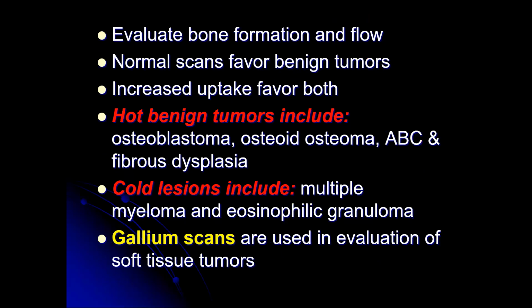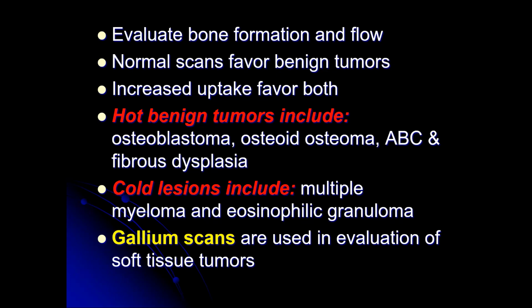One should evaluate bone formation and flow. Normal scans favor benign tumors. If you have an enchondroma, which is benign, if you do a scan on it, the uptake will be low. If you have an increased uptake, you should worry about it. At one of these bone tumor conferences, we were talking about this, where we know that many enchondromas can be benign, can be low-grade chondrosarcomas. If we do a scintigraphy and we have an increased uptake, it would let us worry about it. So it helps in distinguishing between benign tumors.